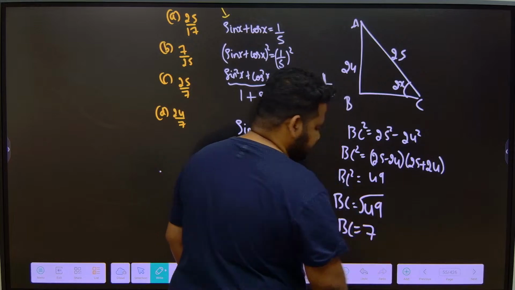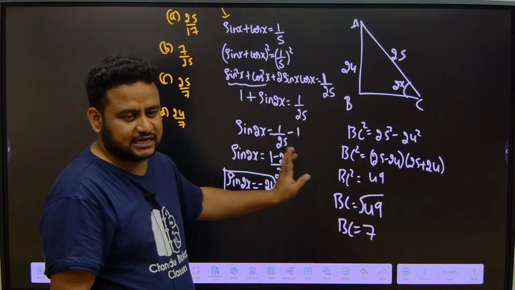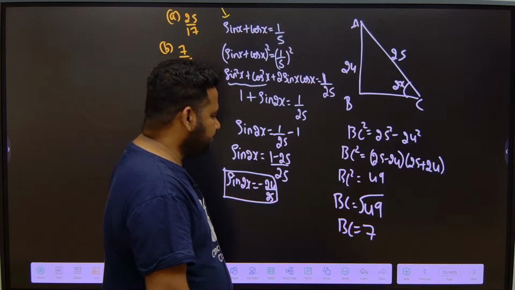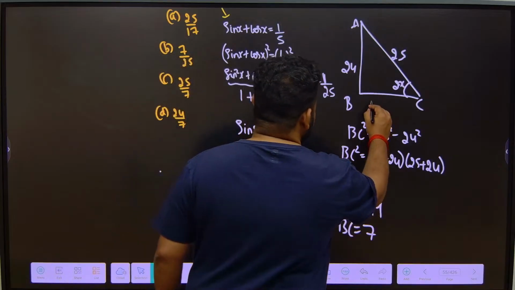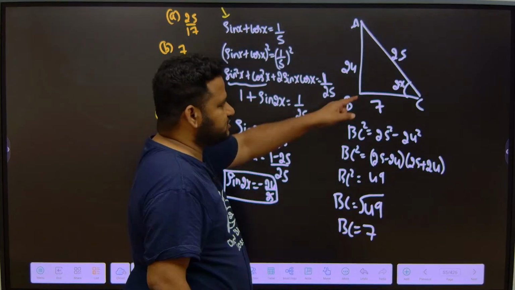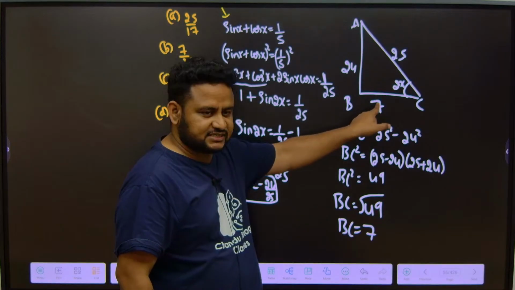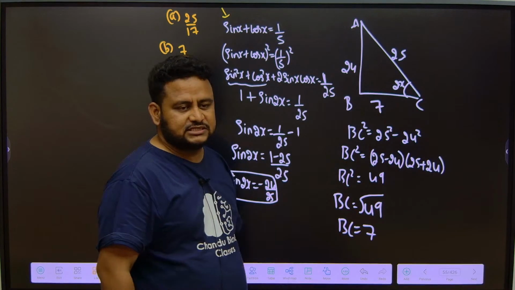I should take it as plus or minus. I will just take it as 7 because length cannot be negative. Okay. Now I got BC is equal to 7. Now what about cos 2x? BC is nothing but the adjacent side. Cos 2x will be 7 by 25.